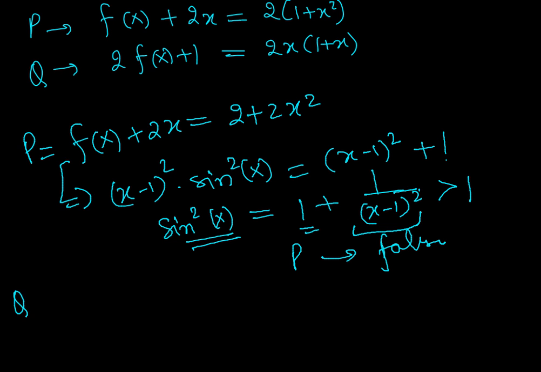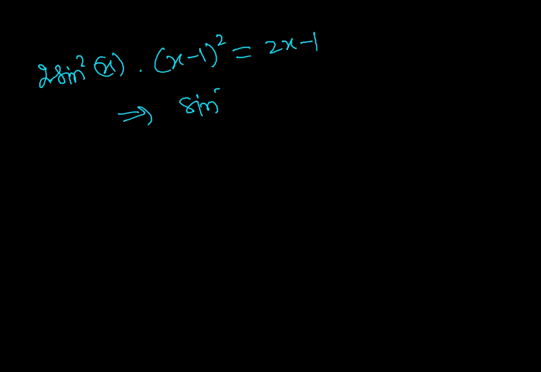Similarly, if we are examining Q, that is 2f(x) plus 1 equals 2x into (1 plus x). In the question we are provided with f(x). If I am substituting that value, finally I'll get something like 2 sin square x into (x minus 1) whole square is equal to 2x minus 1. And that would give me 2 sin square x equals 2x minus 1 plus 1 over (x minus 1) whole square.